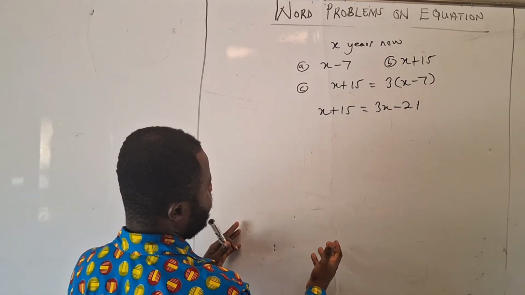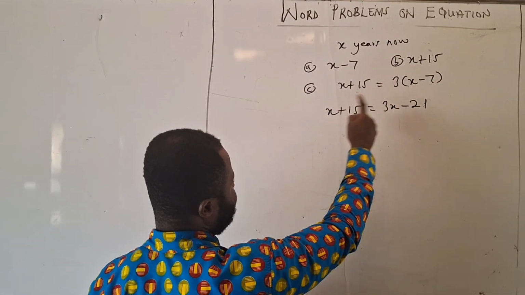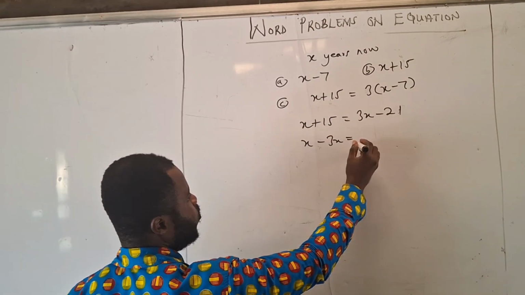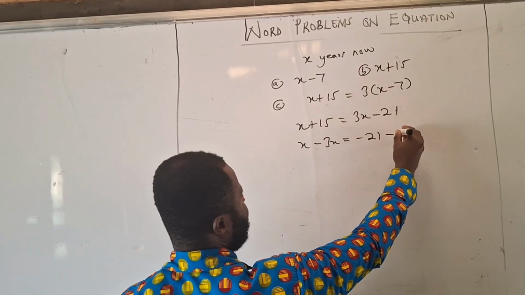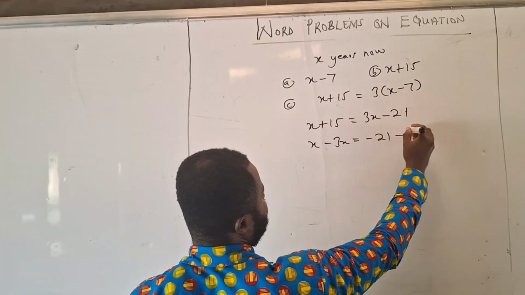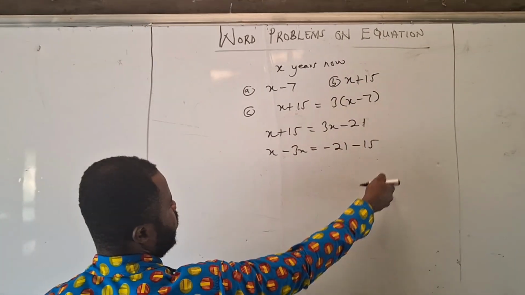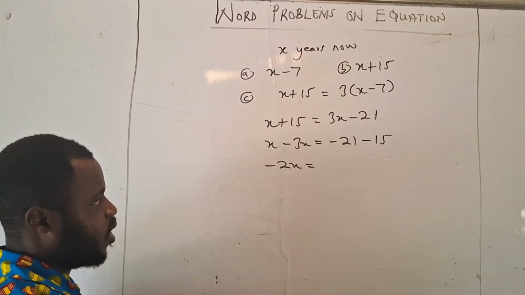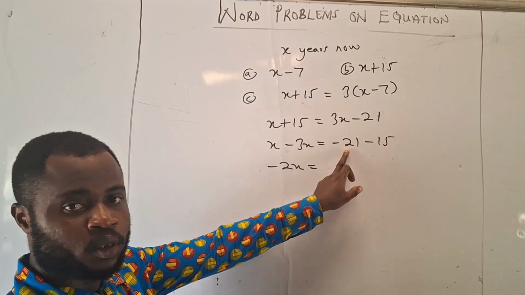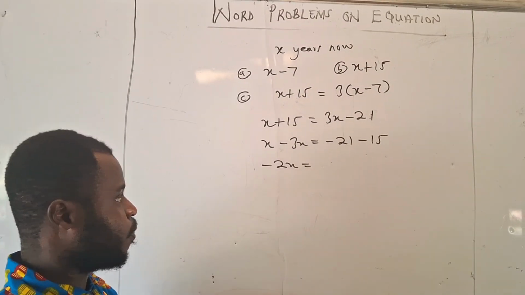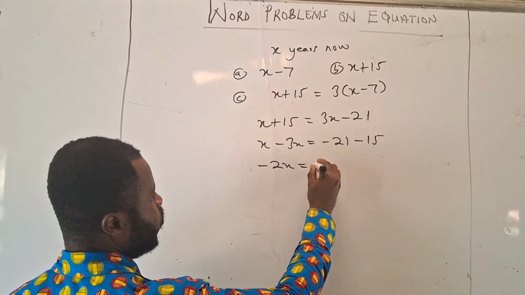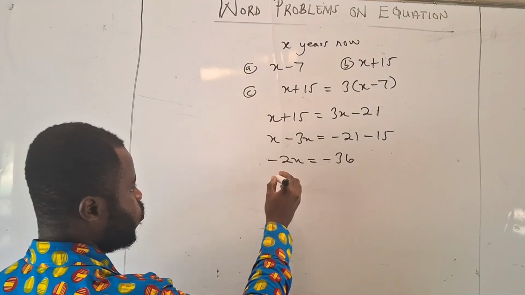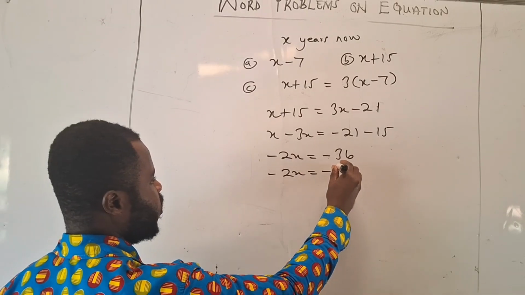So let's group like terms. We can bring the x here, bring the 21 here, but we can just write 3x is equal to negative 21 minus 15. This is crossing, then this is also crossing. So here minus 2x is equal to, now you are owing 21 and you want to borrow 15 again. So you are going to owe negative 36. So negative 2x is equal to negative 36.